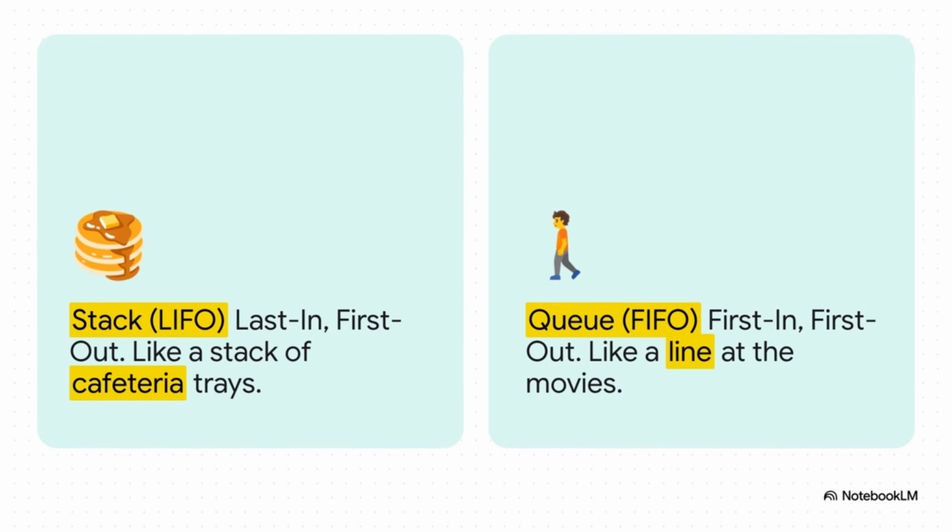First, you have a stack. It works on a last in, first out principle. Think of a stack of cafeteria trays. The last one you put on top is the first one you take off. Then you have a queue, which is the opposite. First in, first out. That's just a regular line, like at the movies. The first person to get in line is the first person to get a ticket.